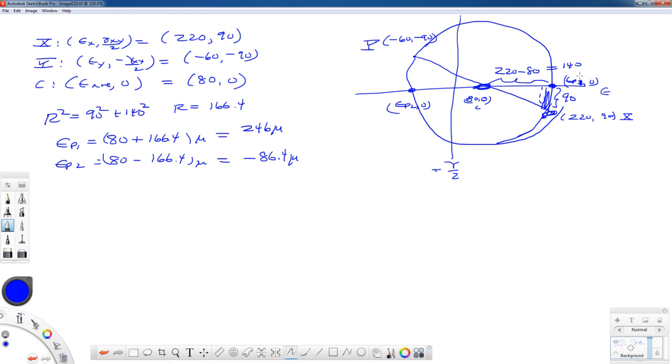Now there is a third principal strain, and it is probably not equal to 0. So we're going to need to figure out what that third principal strain is. But in order to do that, we're going to have to find the stresses first.